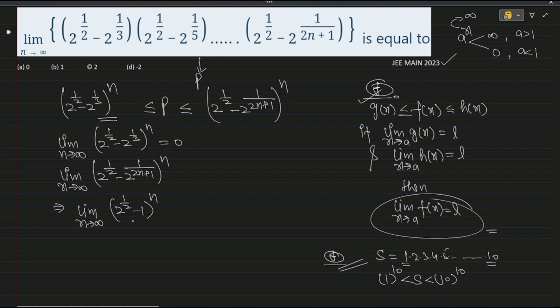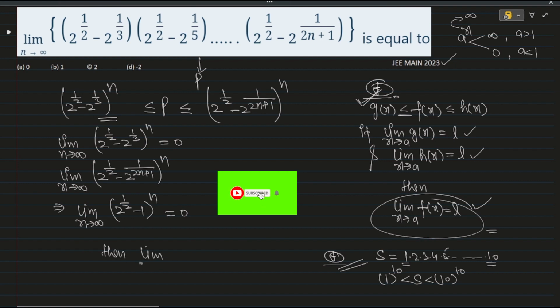So again the base is less than 1, and you are doing the power infinity. So again the answer is 0. And the Sandwich theorem says if g(x) as x tends to a gives l, and h(x) as x tends to a gives l, then f(x) must also give l. So according to the Sandwich theorem, I can say the answer of our question, which I'm writing as p here, will also give the same value. So 0, option a is the right choice.